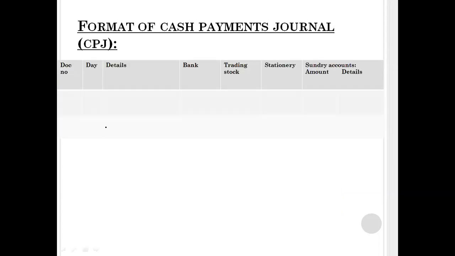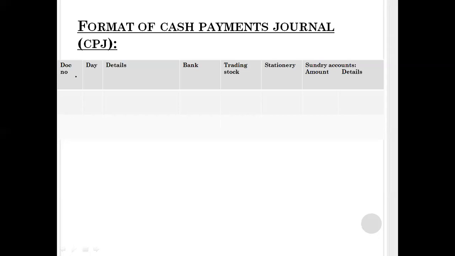Right, now you will see the format of the CPJ, the Cash Payments Journal. Again, there are quite a few columns. This journal is quite big, and you're going to start with the first column, the document number column. So again, it will be your source document and its number. Every time it's going to be a check counterfoil, and we're going to use the abbreviation CC for that. CC, check counterfoil.